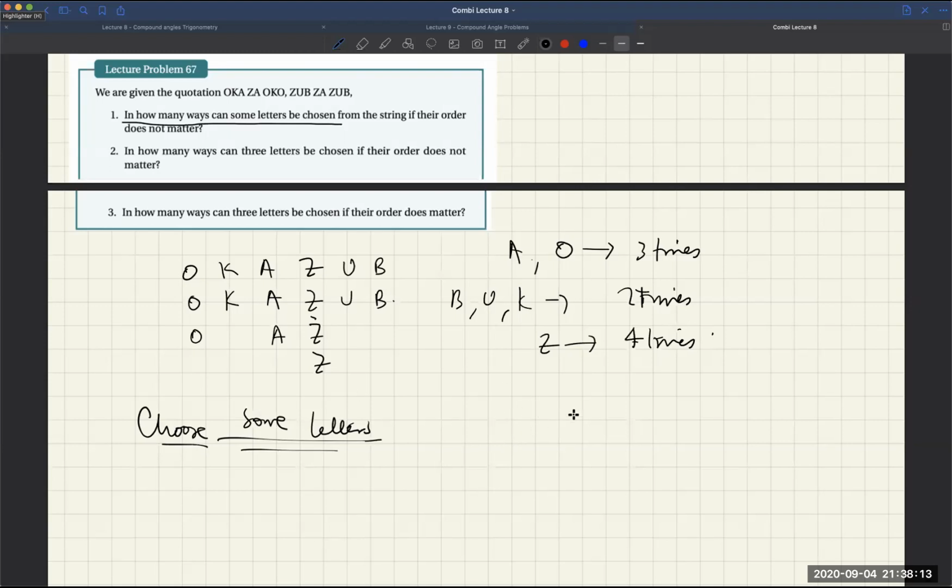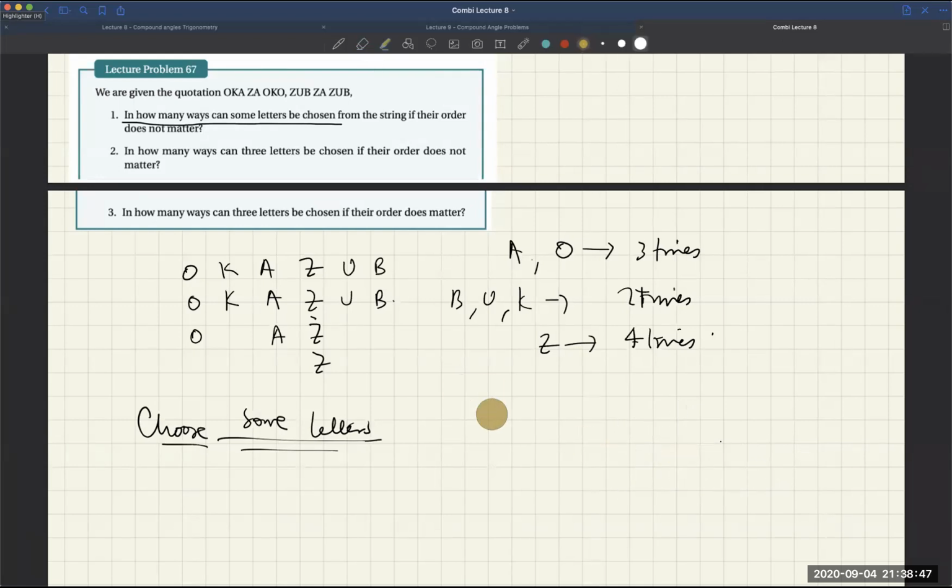For example, imagine I choose these letters. So O is chosen twice, A is chosen once, K is chosen 0 times, Z is chosen 0 times, U is chosen 0 times, and B is chosen 0 times. If I have O, K, K, Z, Z, Z chosen, that means O is chosen twice, K is chosen twice, and Z is chosen thrice. Rest all are chosen 0 times. Am I clear with what I'm saying?